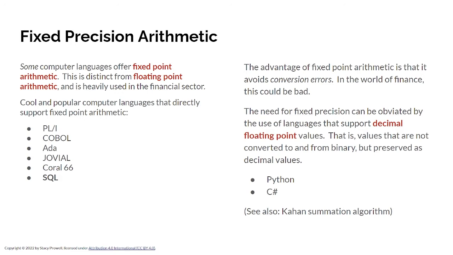Some languages provide you with decimal floating point values. That is, internally, they actually store them in decimal. Okay, and there are different ways to do that. Packed BCD is one, but they don't convert it to binary. They keep it as decimal, and you'd be surprised. Python and C-sharp are languages that can support decimal floating point values. Okay, they preserve them in decimal, which is great for financial calculations because we do the financial calculations in decimal.